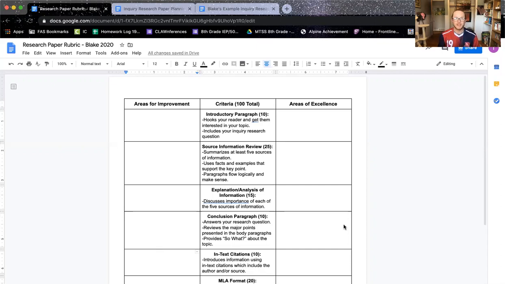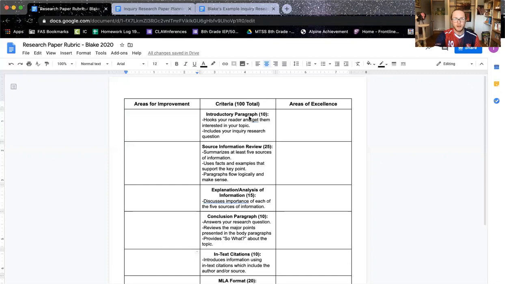I'm going to take a second just to explain how to read this rubric because it is very different than a rubric that I've used before. So let's take a quick look at it. In the center here are the criteria. These were the things that I was looking for in each specific section. And you'll see that this paper was worth 100 points total.